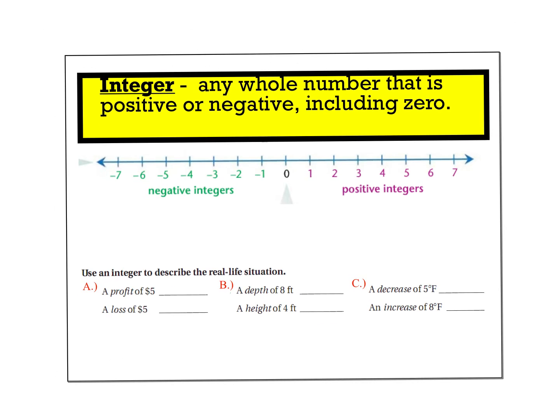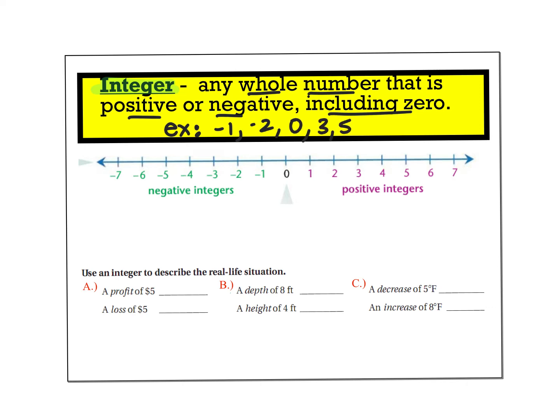So now we're actually going to talk about what an integer is. So you're going to definitely want to write down this definition. An integer is any whole number, so whole numbers are like 1, 2, 3, 4, 5, not like a fraction or a decimal, that is positive or negative, including 0. So some examples would be like -1, that's an integer, -2, 0, 3, 5, those are all integers.